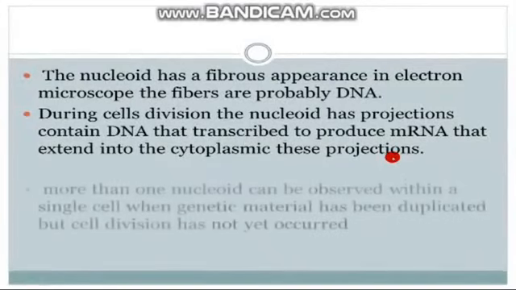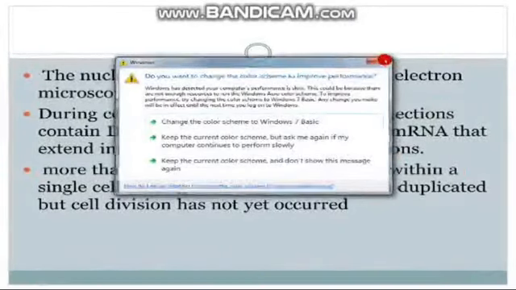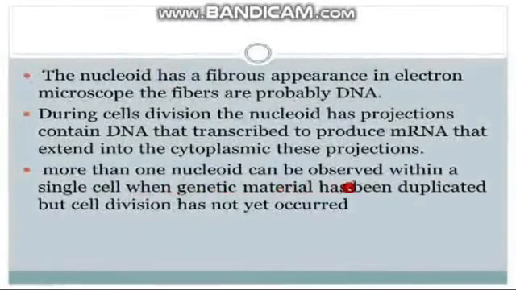Now the next point says that more than one nucleoid can be observed within a single cell where the genetic material has been duplicated, but cell division has not yet occurred. A prokaryotic cell does not have only one nucleoid; we can observe more nucleoids as well. But it doesn't mean that when the cell has more nucleoids it will divide. The nucleoid will be duplicated, but it doesn't mean that the cell will divide.